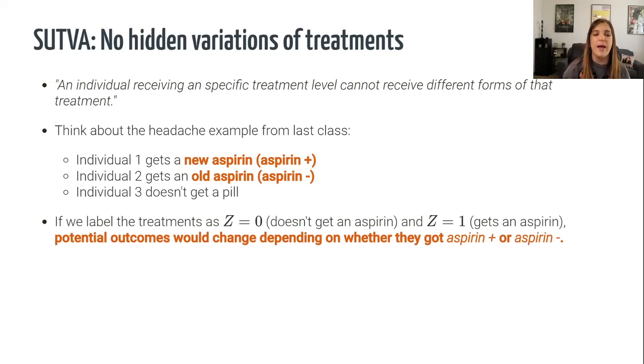Let's think about the headache example that we had from the previous class. We have individual 1 who gets a new aspirin. Individual 2 gets an old aspirin, which let's say is less effective. Let's call it aspirin minus. And we have individual 3 who doesn't get a pill. If we just say that the treatment has two different values, Z0 if the person doesn't get an aspirin, and Z1 if a person gets an aspirin, whether it's new or old.